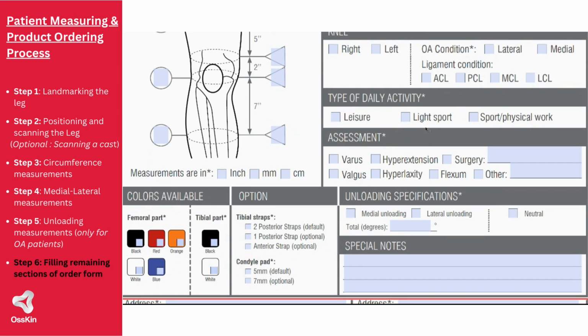Light sport would be a patient that has some slight walking for their day-to-day activities, but also might practice some light duty sports like some hiking, some occasional golf or tennis. And then sport physical work will be your patient that have physical work where they actually have a lot of loads that they're using, for example, working in construction, or practice high intensity sports.